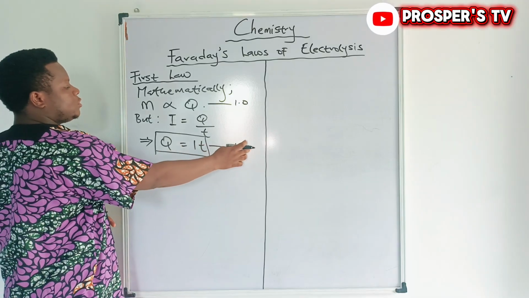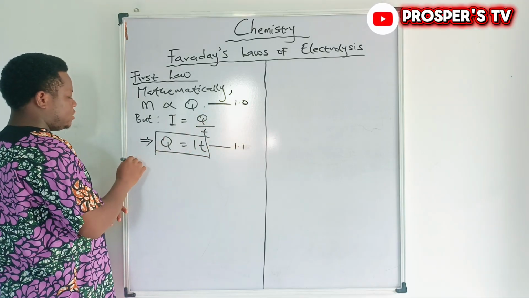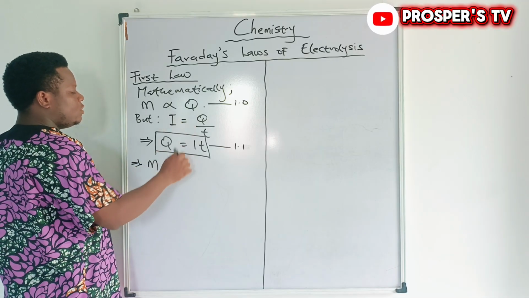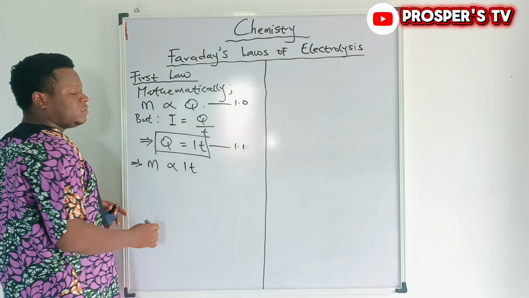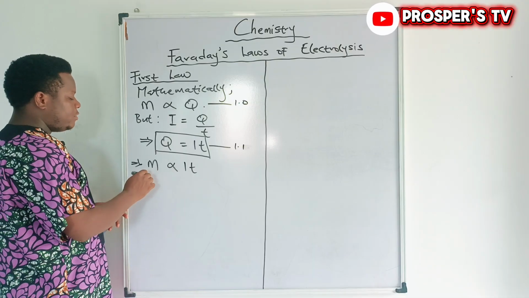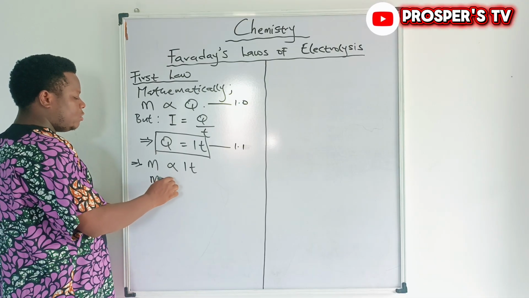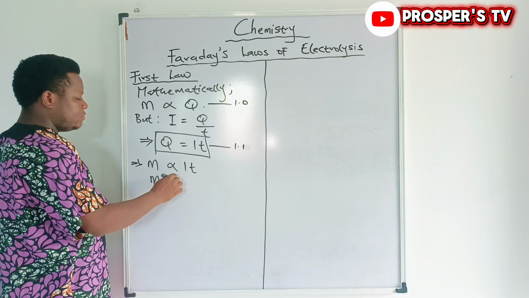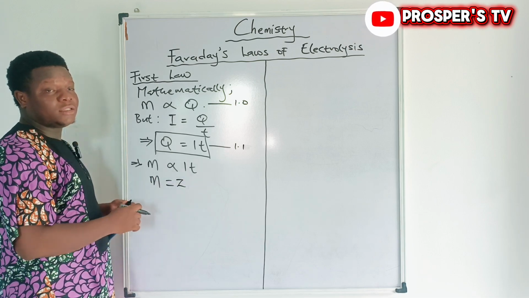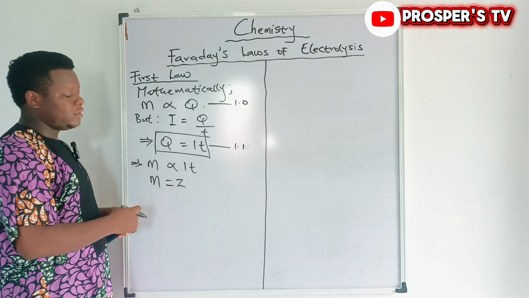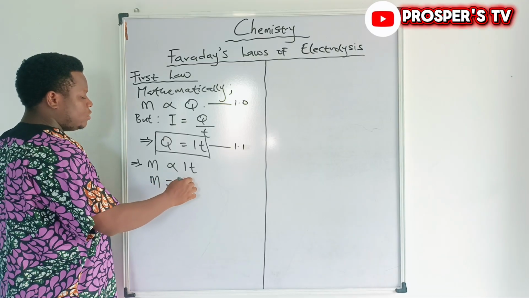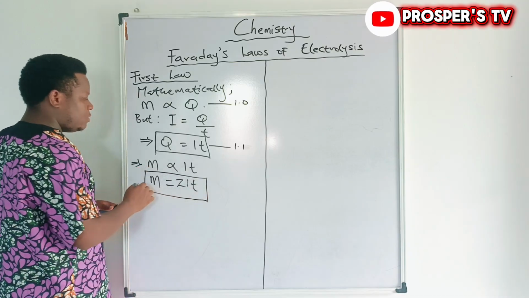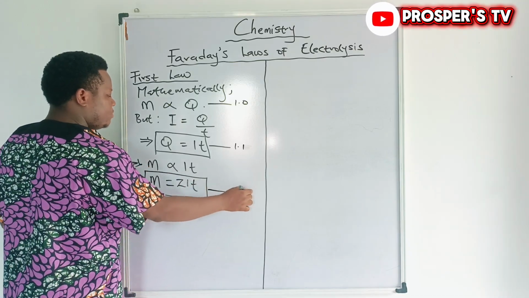So if you substitute 1.1 into 1.0, we can then say that the mass is directly proportional to the product of current and time. If we get rid of this proportional sign, M becomes equal to, you introduce your constant. The constant in this case is Z. Some textbooks use E. Regardless, just know what it stands for. That's the most important thing. So I have this to be 1.2.